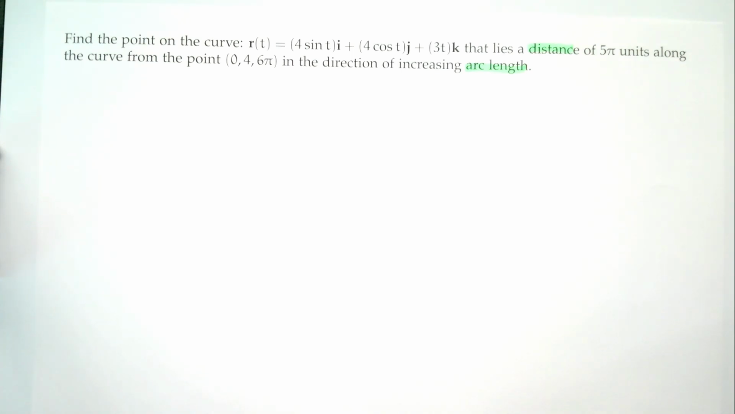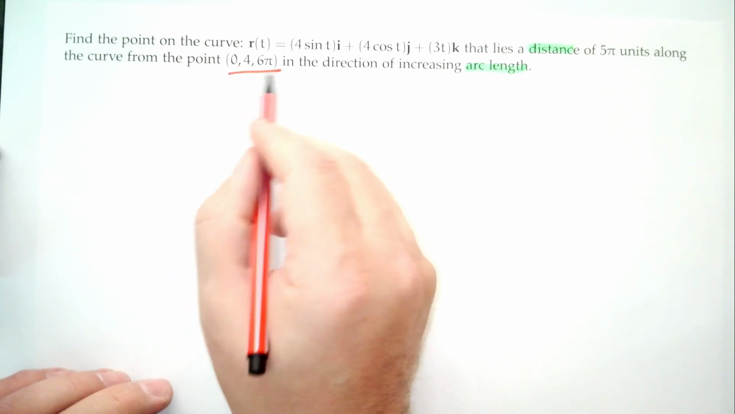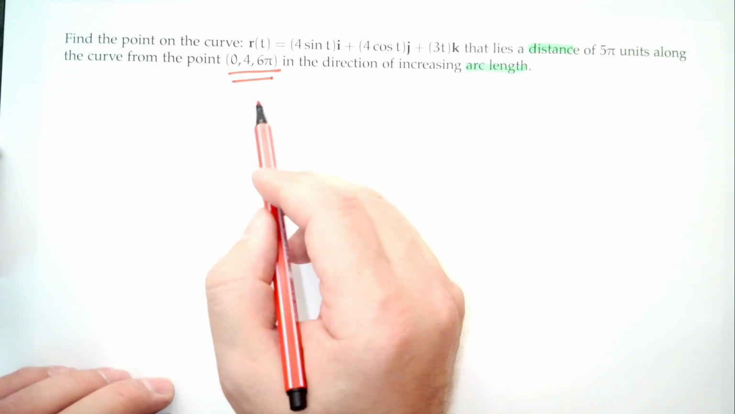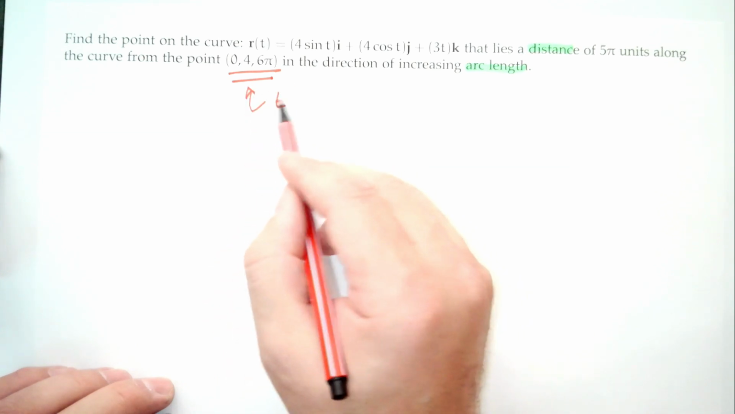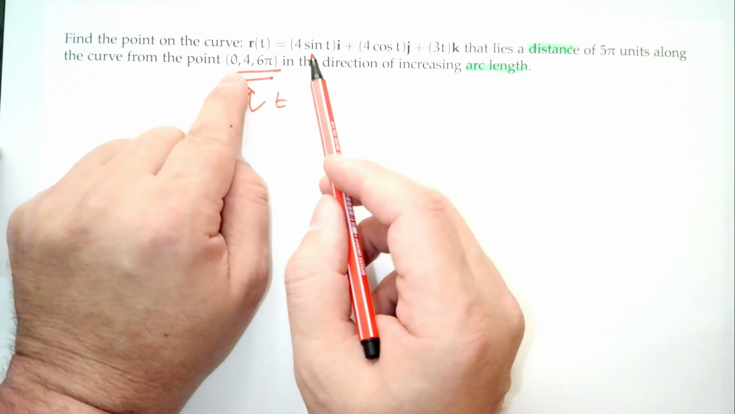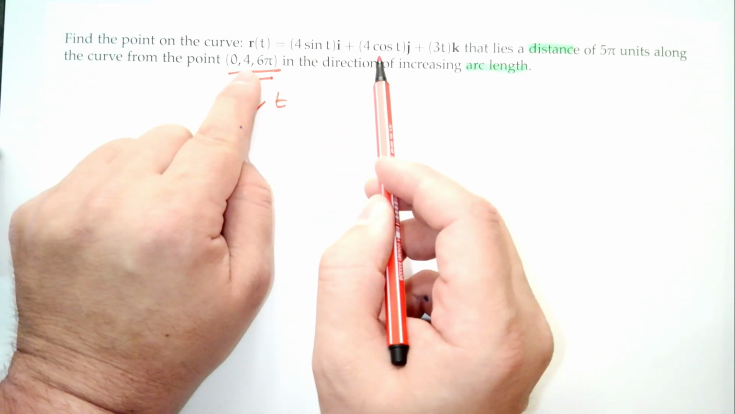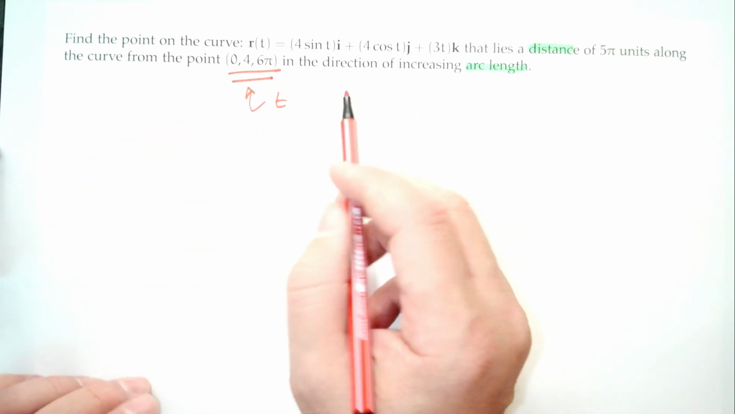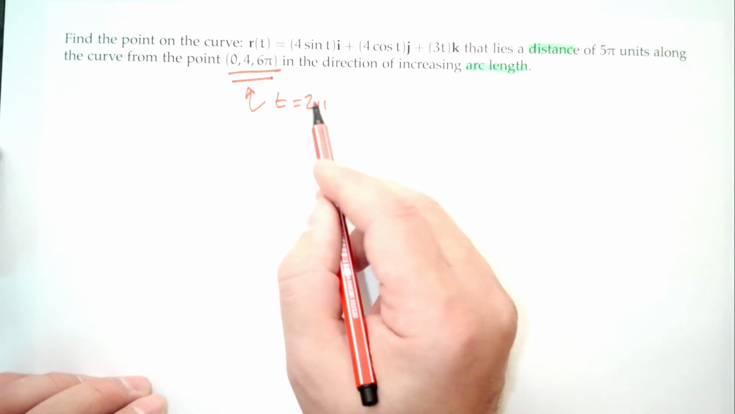Now, what does this have to do with the point? Well, the point 0, 4, 6 pi corresponds to a certain time. What time would that be? For what t does 4 sine t equal 0, 4 cosine t equal 4, and 3 times t equal 6 pi? The answer is 2 pi. You just picked an entry that's easy to compute.